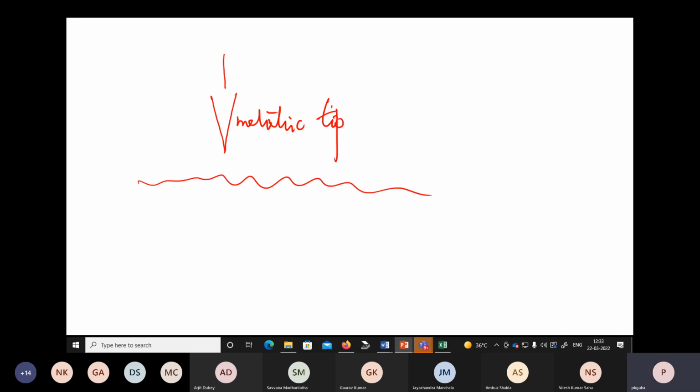So, very sharp metallic tip it contains. The basic working principle is there is a very sharp metallic tip, and there is your nanomaterial surface. You apply a voltage. Then what happens is you bring this tip very close to the sample. If you bring this tip very close to the sample, there will be tunnel current.